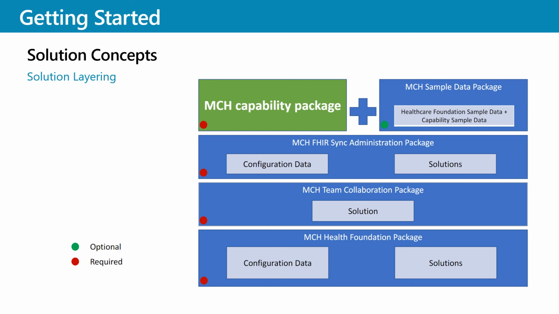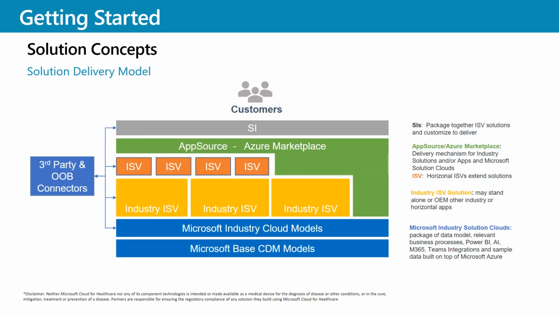Let's take a look at the sample solution delivery model. Here you can see that the Microsoft Platform Data Model and Industry Solutions sit in the bottom layer. As a system implementer, you may choose to leverage an ISV solution, either industry or horizontal, to extend the baseline Cloud for Healthcare solutions. You may also choose to implement a solution from the Azure Marketplace. In all of these scenarios, your unique solutions customized for the deployment will sit on the top layer of solutions.